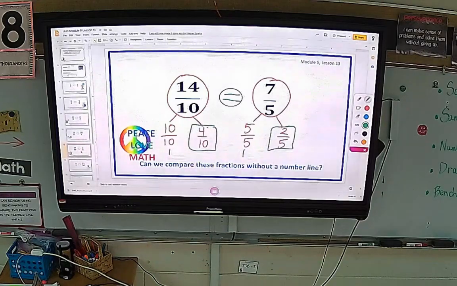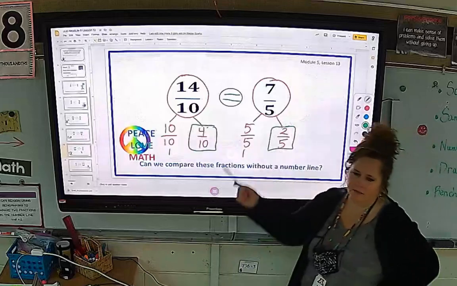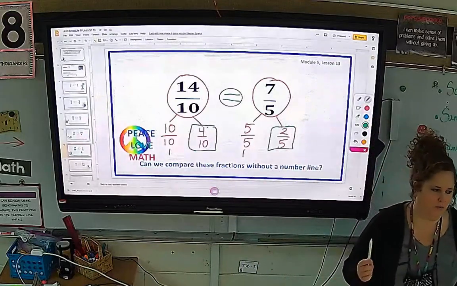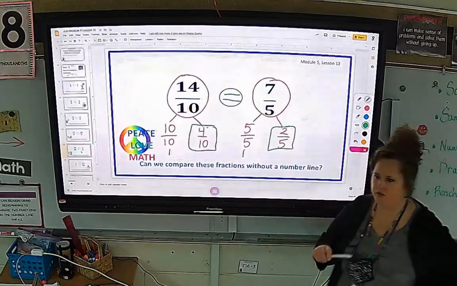Next week we're going to keep going with this, and we are going to keep learning some strategies that you're going to like probably better than this. But we've got to understand what's happening on that number line, even if we have a quicker strategy than this.